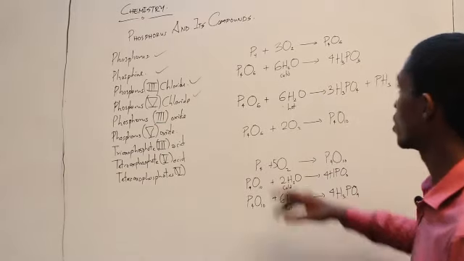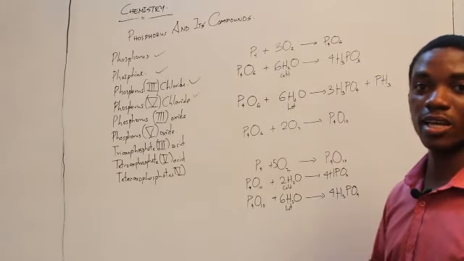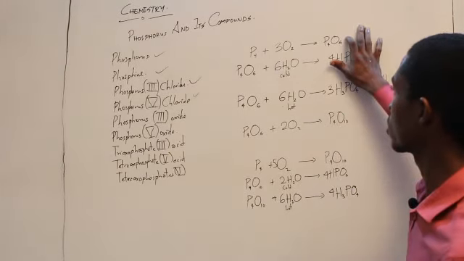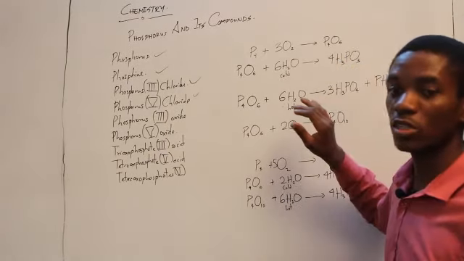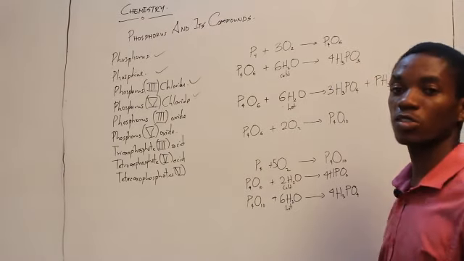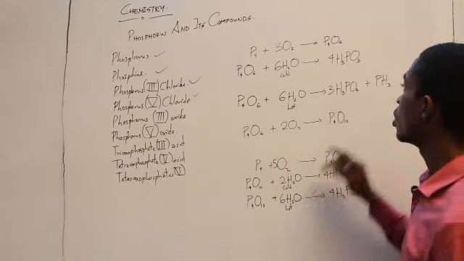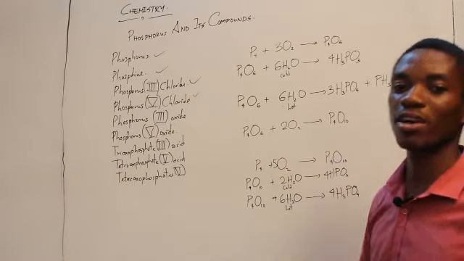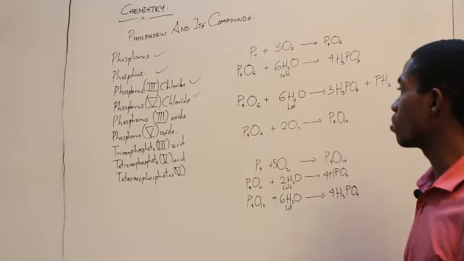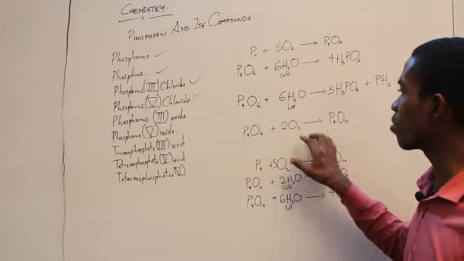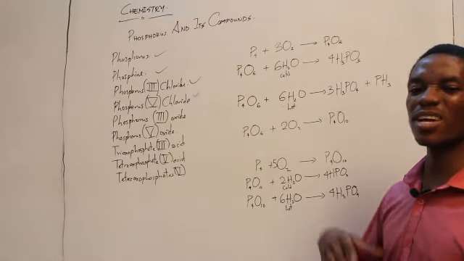The phosphorus 3 oxide is formed by reacting phosphorus with oxygen in the presence of limited air, and it reacts with cold water to form the trioxophosphate 3 acid. Also, if you react it with hot water, it will form the tetraoxophosphate 5 acid and give off phosphine gas. Also, if you look at the phosphorus 5 oxide, phosphorus 5 oxide will be formed from phosphorus 3 oxide in the presence of excess air.